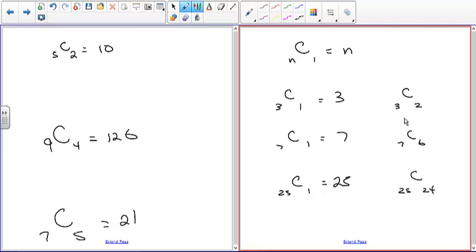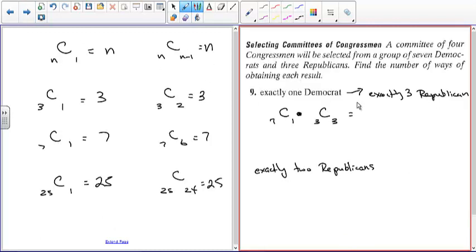So here I have 1. Here I have this minus 1 is that. 7 minus 1 is 6. 25 minus 1 is 24. So this says n things taken n minus 1 at a time. So these are examples of this. That's also equal to n. So that's 3. That's 7. That's 25. And that happens a lot. You see this where you have 1 person chosen from the whole thing, and it's always just the first number. So using that, 7 things taken 1 at a time is 7.